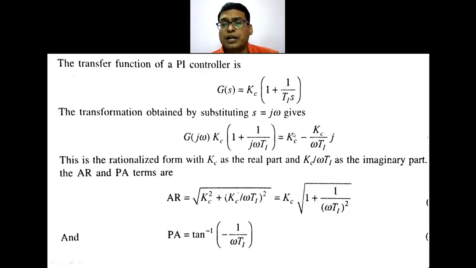The amplitude ratio is nothing but the square root of real part square plus imaginary part square. The real part is Kc, so Kc square plus imaginary part square, that is Kc upon omega tau I, whole square. So it comes as Kc under root of 1 plus 1 upon omega tau I whole square. Similarly, the phase angle theta is nothing but the imaginary part upon the real part. So Kc will get cancelled, and 1 upon W tau I will be there.